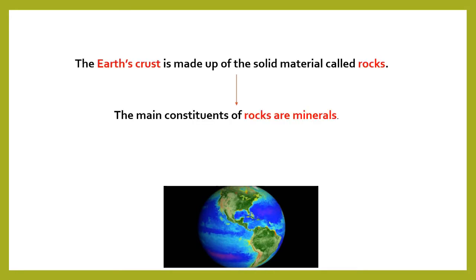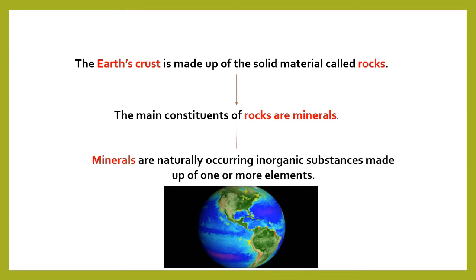That is the outermost layer of the earth. The earth crust is made up of solid material called rocks. Rocks are made up of minerals, and minerals are naturally occurring inorganic substances made up of one or more elements. Okay, so just remember that in simple words, your earth crust is made up of rocks and rocks are made up of minerals. Now let's come to the rocks.